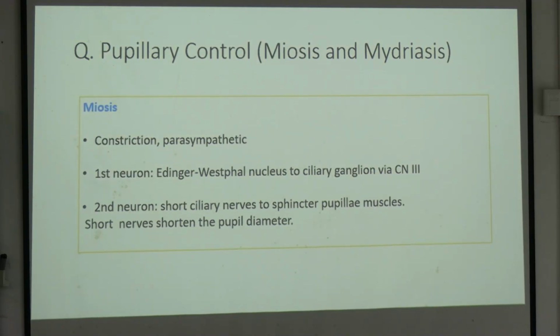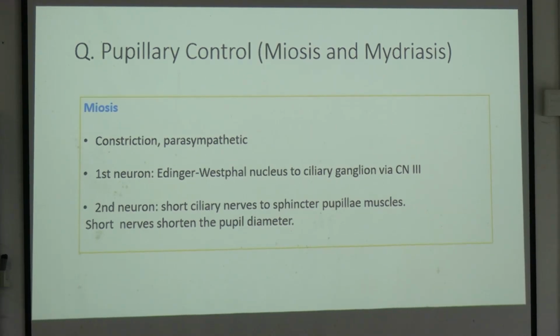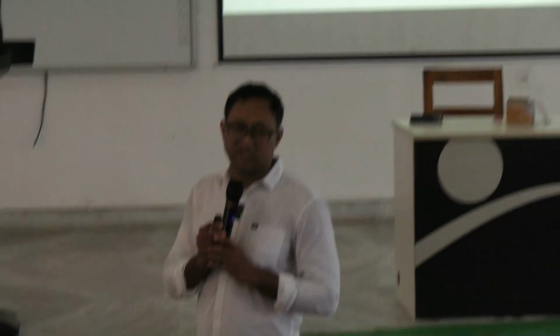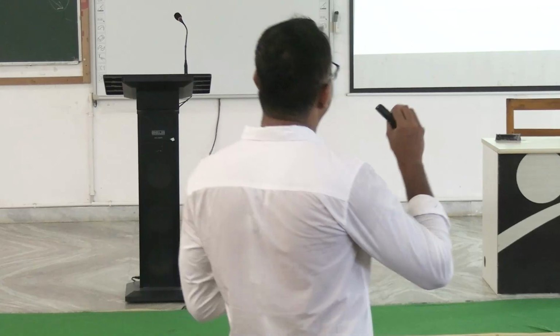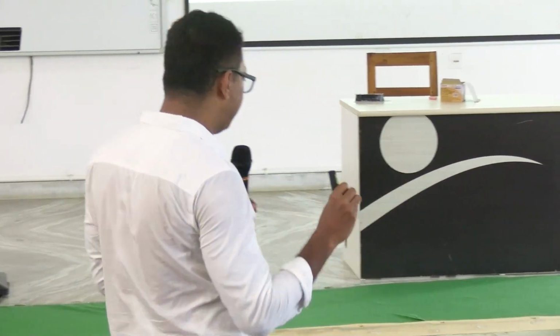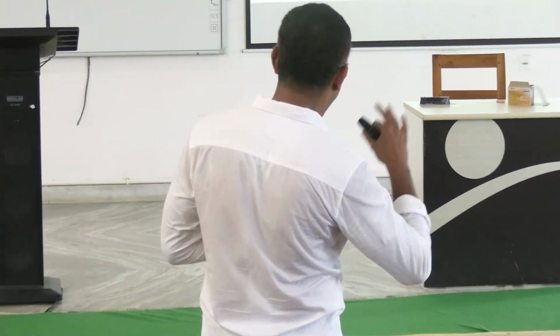Now pupillary control. When the pupil constricts, we call it miosis, and when the pupil dilates, we call it mydriasis. So what is the mechanism? Miosis is a parasympathetic event, and mydriasis is a sympathetic event. That means when the parasympathetic system is active, acetylcholine mediated, there will be miosis. What is the pathway?